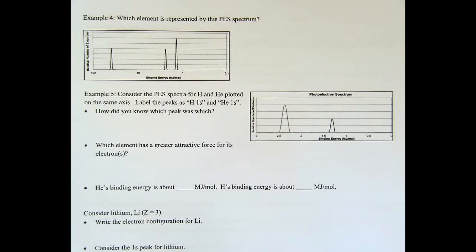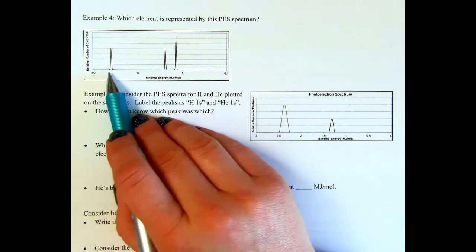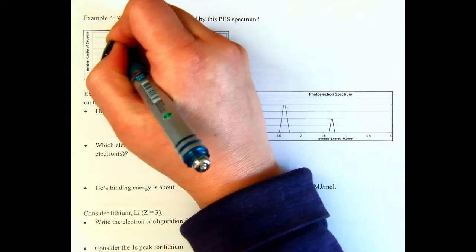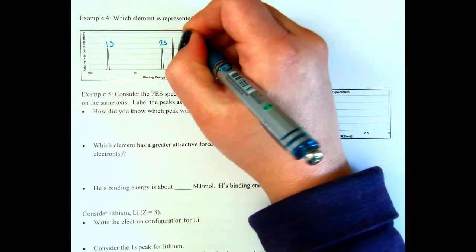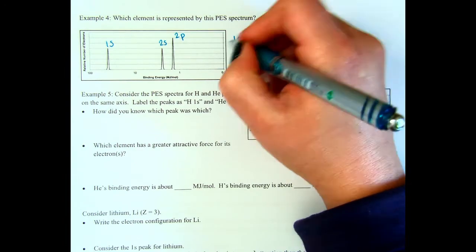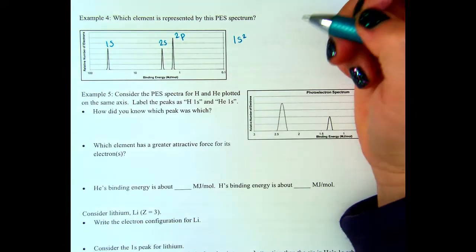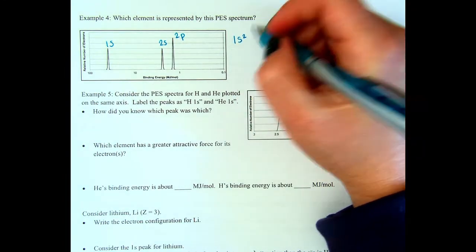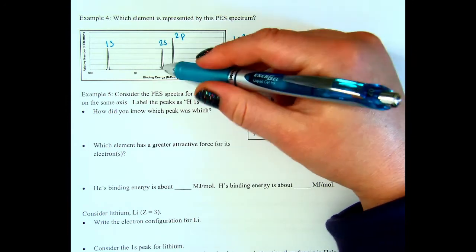Okay, so let's take a look at the next example. So which element is represented by this PES spectrum? So let's go ahead and look at the peaks. So again, this is going to be my 1s peak. This is going to be my 2s peak. This is going to be my 2p peak. Alright, so that means I have 1s2, so I know that one's going to be filled because there are ones after it. 2s, 2 electrons in there.